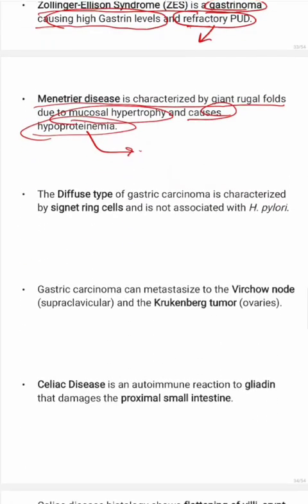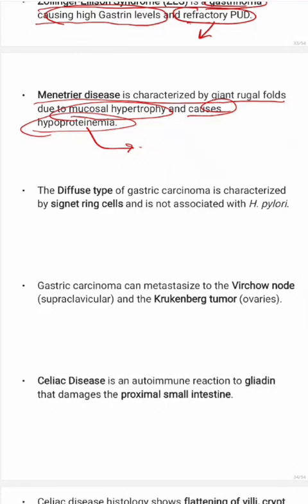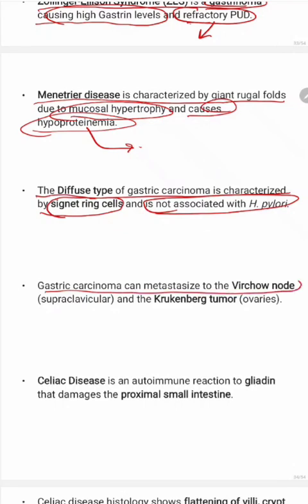Now there are two types of gastric carcinoma. Okay, one is the intestinal type and the other one is diffuse type. So the diffuse type of gastric carcinoma is characterized by signet ring cells and is not associated with H. pylori. And gastric carcinoma can metastasize to Virchow node. Okay, these are supraclavicular nodes. Okay, and the Krukenberg tumor of the ovaries. So these can metastasize to Virchow node and Krukenberg tumor.